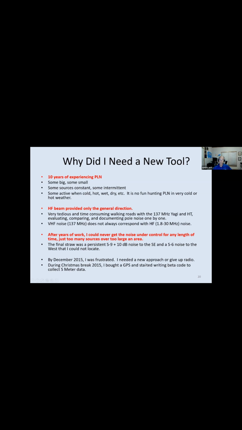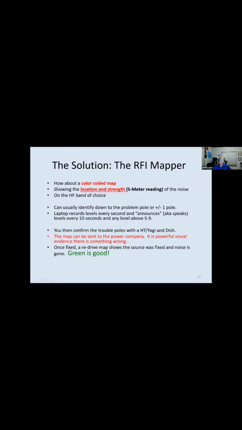So about 2015, I was a little frustrated. I said, I need a different approach. I'm getting nowhere. My power company was very cooperative, but we as RF guys need to be able to find the source of the noise. So about Christmas break 2015, I bought a GPS and wrote some beta code. The result was something I call RFI Mapper, and it produces a color-coded map, and it shows the location and strength of the noise.